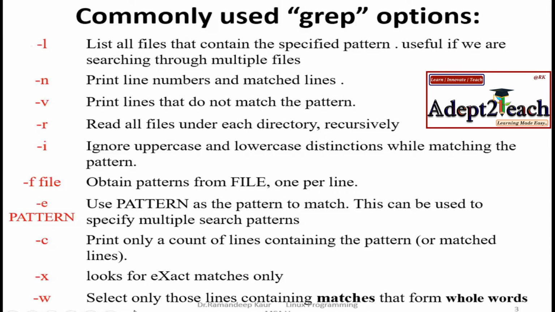Then, if I'm only giving the name of a directory, and I want the pattern matching to be done recursively within the subdirectories and all the files available within that main directory, then I will use -r. So it will search in all the directories and all the files that are available within a main directory.